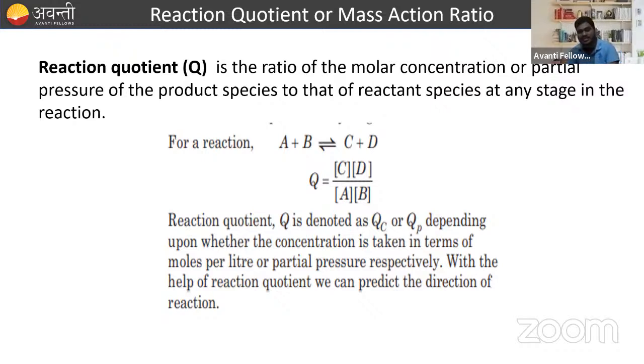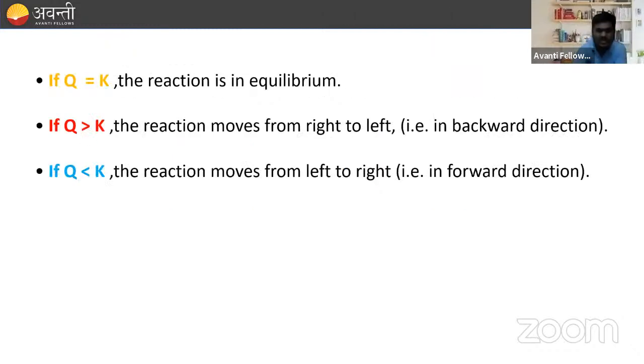Now, for a reaction A plus B gives C plus D, Q is nothing but the concentration of C into the concentration of D divided by the concentration of A into the concentration of B. The reaction quotient Q is denoted as Qc and Qp, depending upon whether the concentration is taken in terms of mole per liter or partial pressure respectively. With the help of the reaction quotient, we can predict the direction of the reaction. This is the most important application of it.